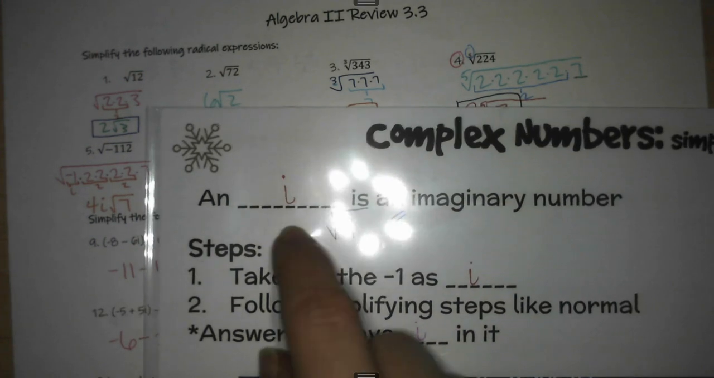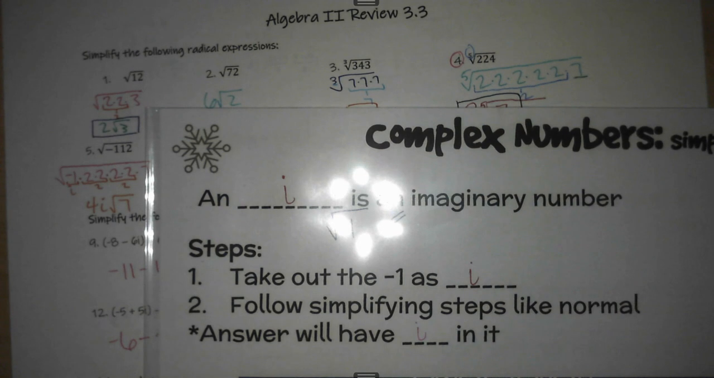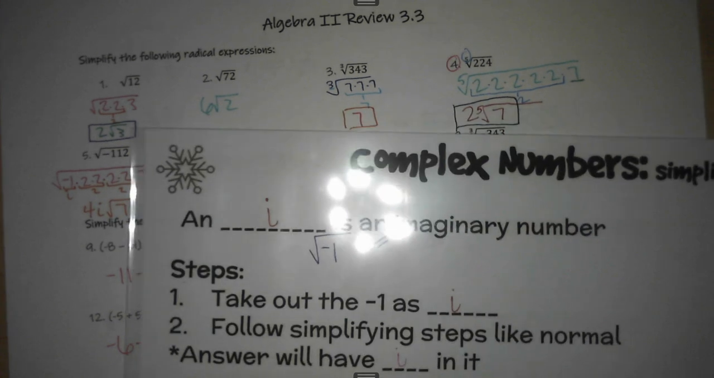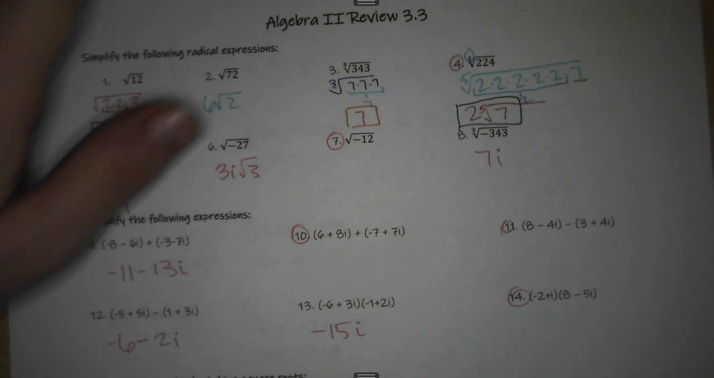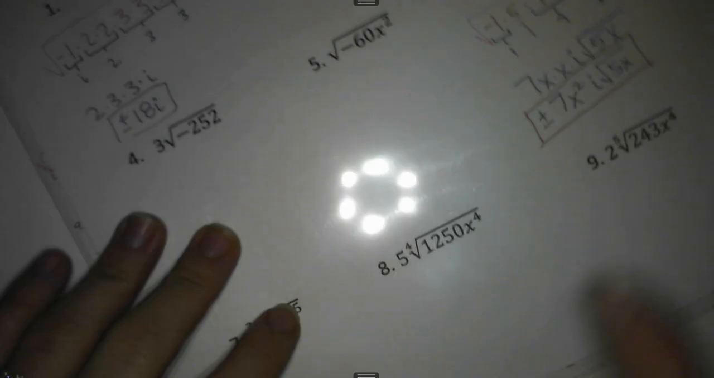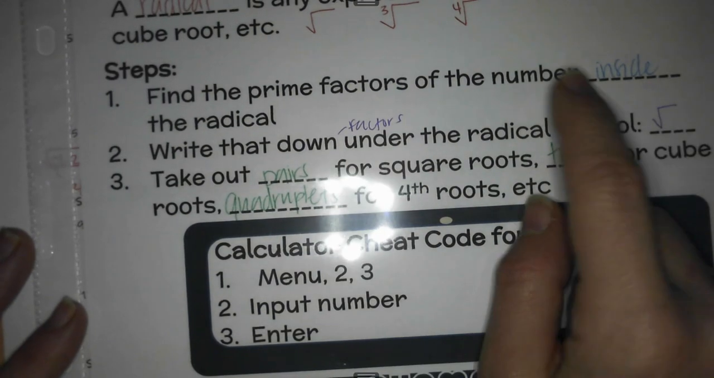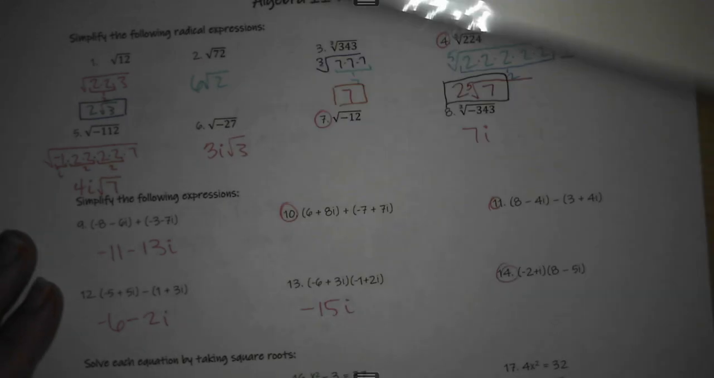It does not mean that you're going to leave the negative underneath the radical, and it doesn't mean that you're going to have a negative outside of your radical. It means you're going to have an i outside of your radical. Okay, so we're going to follow the same steps. We're going to list the prime factors of our number inside, and we're going to pull out our pairs.